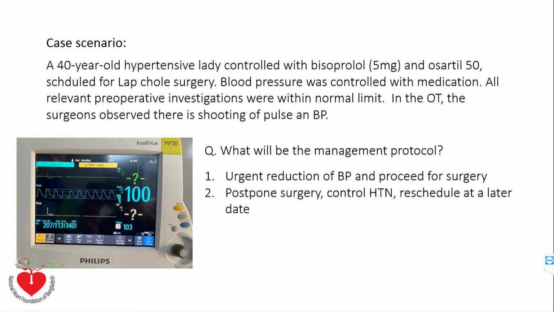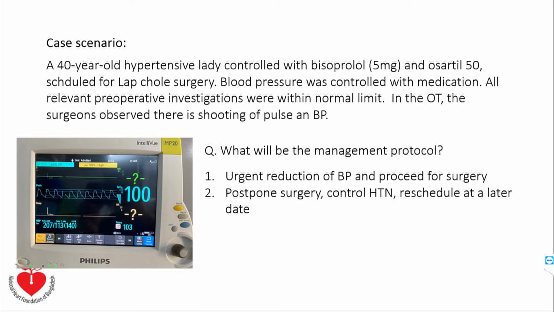This is another case scenario. A 40-year-old hypertensive lady, with blood pressure controlled with bisoprolol and losartan, is scheduled for a lap cholecystectomy surgery. Blood pressure was controlled with medication. All relevant preoperative investigations were normal. In the OT, the surgeon observed a shooting of blood pressure. You can see on the monitor, the pressure is 207 by 113. Then what will be the management protocol for the patient?